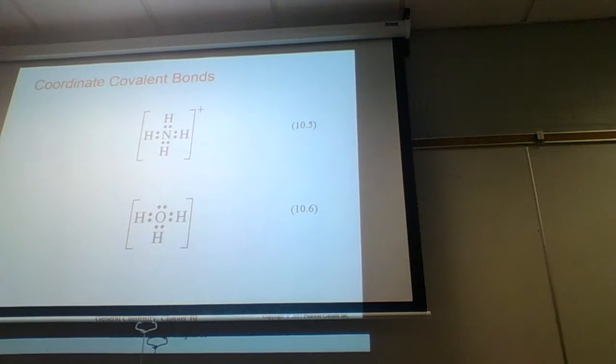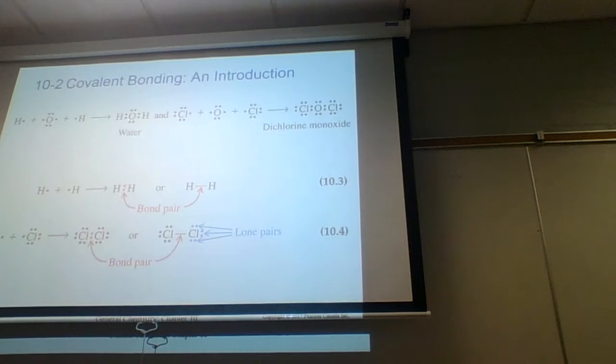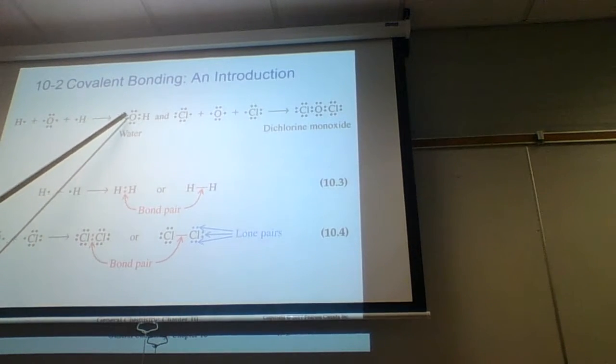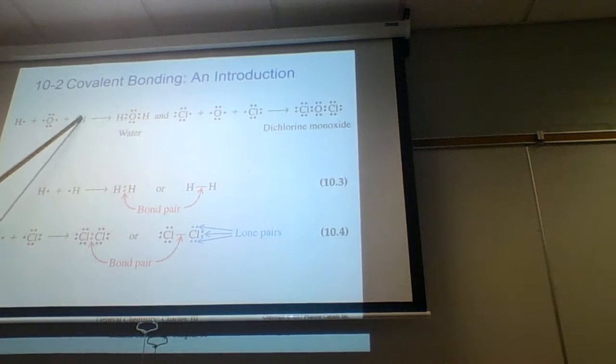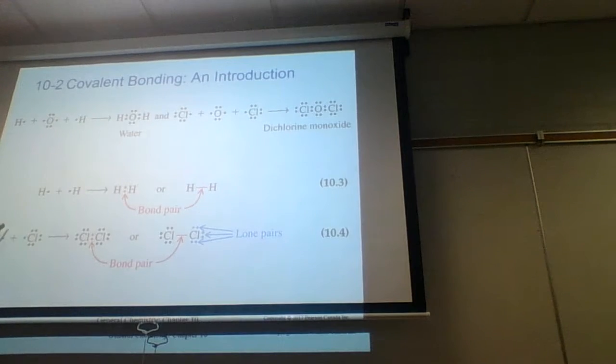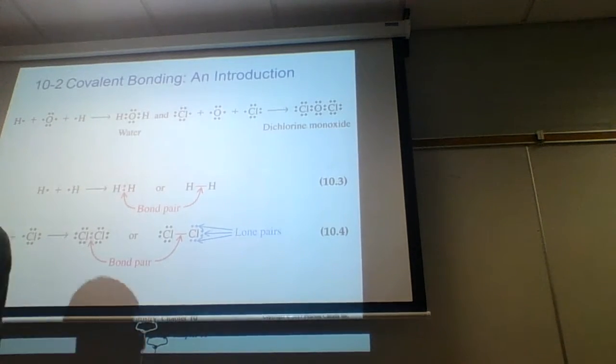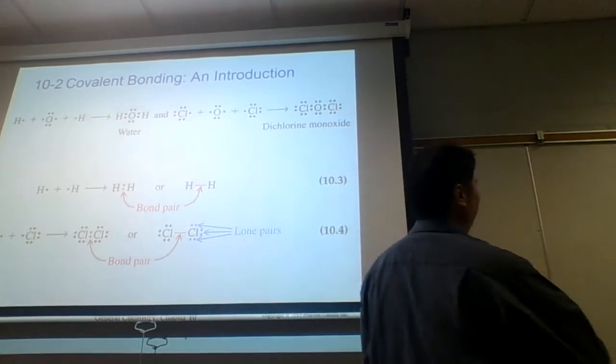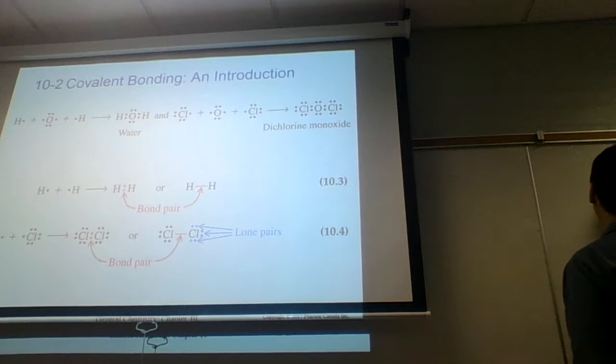When we look at a normal covalent bond, like hydrogen and oxygen here, hydrogen donates 1 electron, oxygen donates electrons. So we have 2 electrons shared between hydrogen and oxygen on both sides. In H2, one H donates 1, the other H donates 1. And the same thing we see in Cl2. But in something like ammonium, if we look at ammonia, there's a lone pair here.